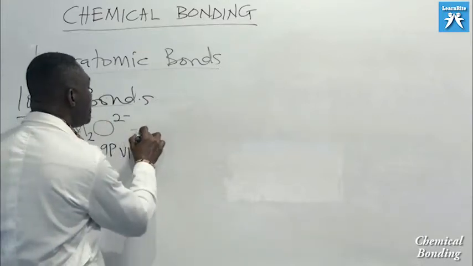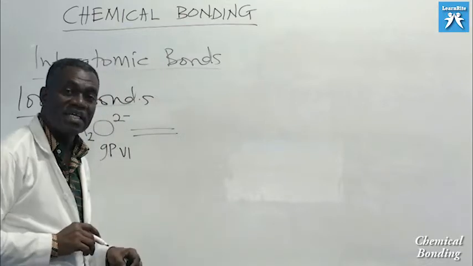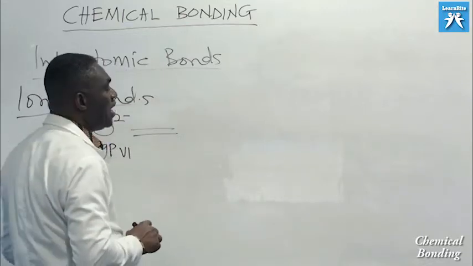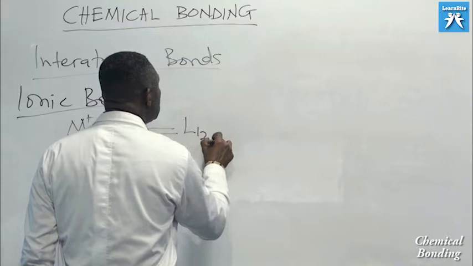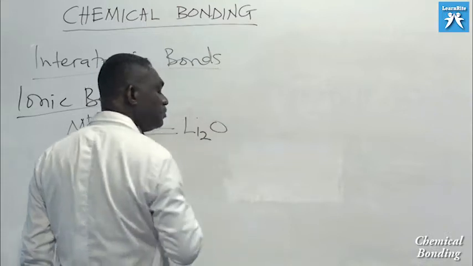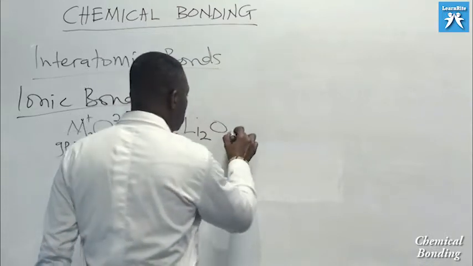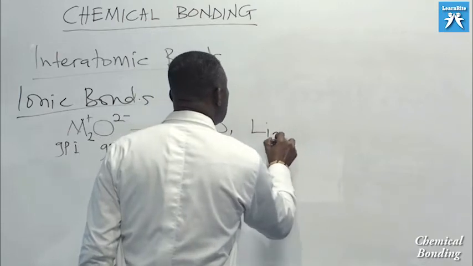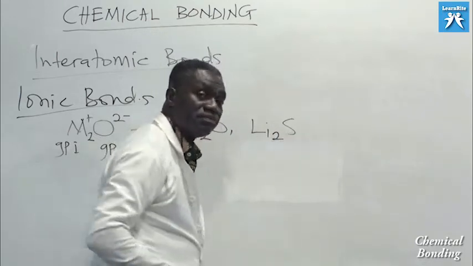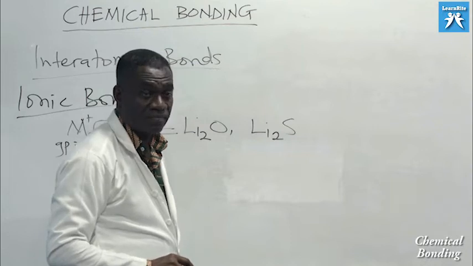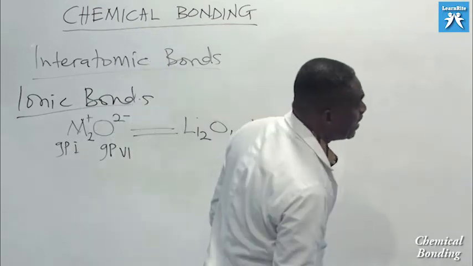So out of this formula I've written here, let's see the examples I can write. It's a group 1 element. So lithium 2 oxide. Lithium 2 sulfide. Okay, and then if you want, you can add a third element, selenium.